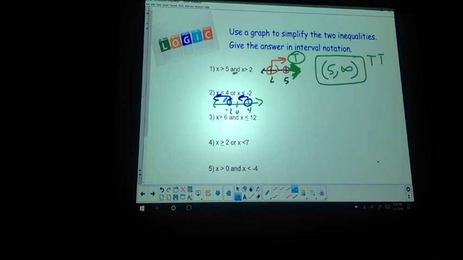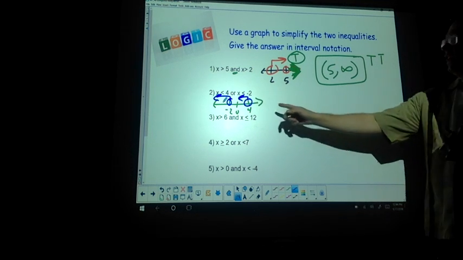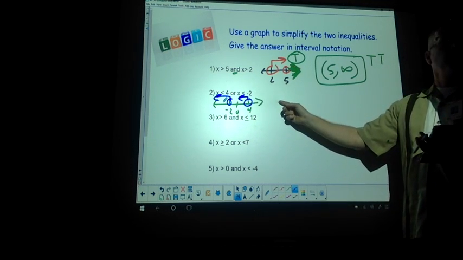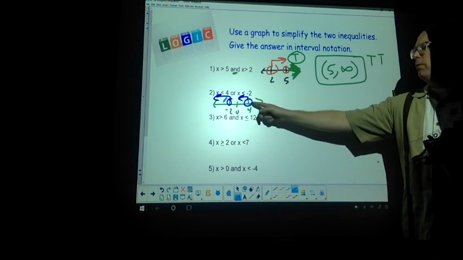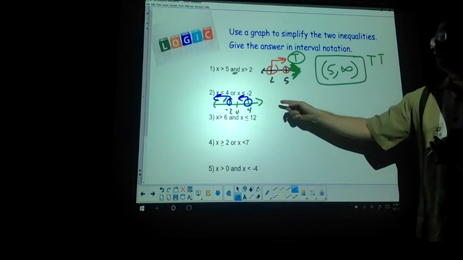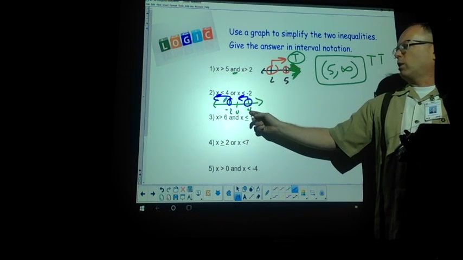What did I tell you about OR? Do you have to have both of them true? No. Okay, so let's pick, say, 10. 10's over here, right? Is 10 less than 4? Nope. Is 10 less than -2? Nope. Well, nothing over here is going to work. 4 doesn't work because I'm not going to include it.